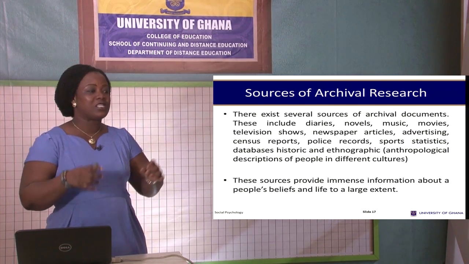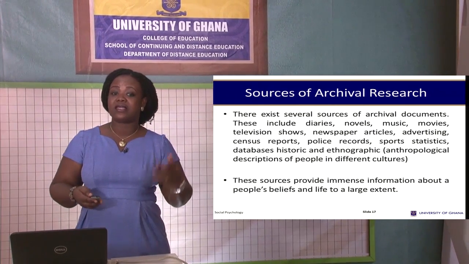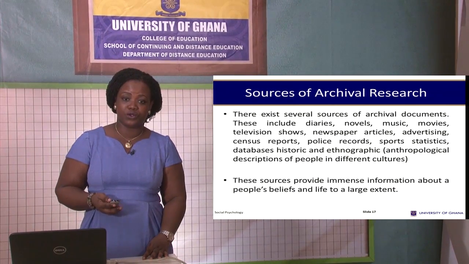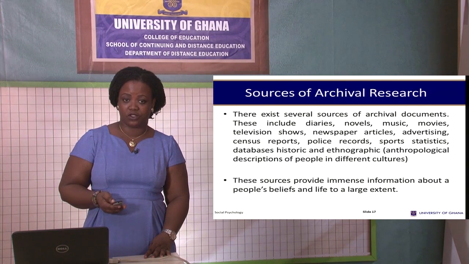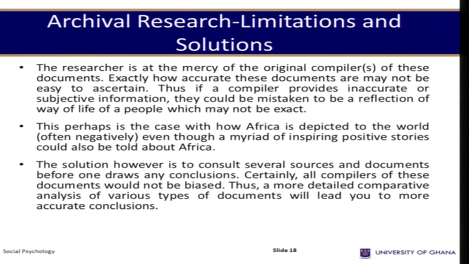If you want to know gender relationships, you can find these from archival documents, or any other matter that is of interest to you as a student of social psychology. These archival documents sometimes may also not be accurate. Here again, we are at the mercy of the original compilers. So if they get it wrong, we get it wrong.